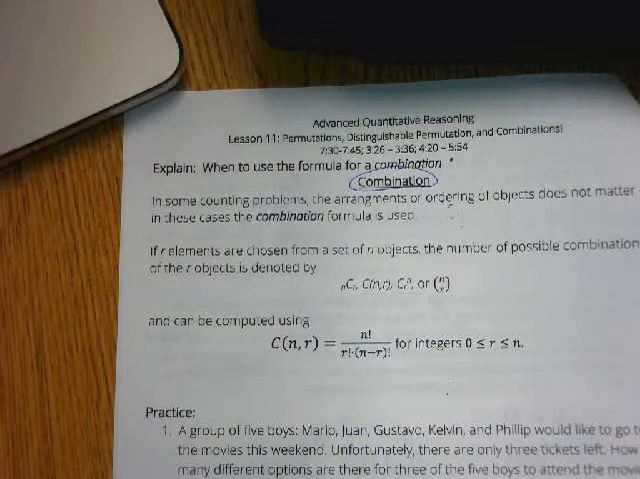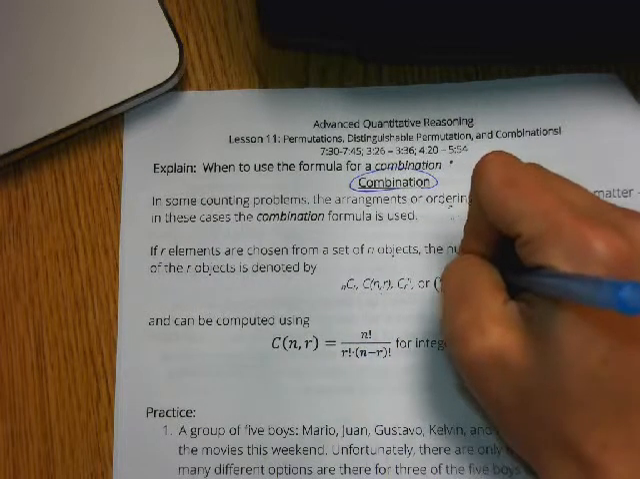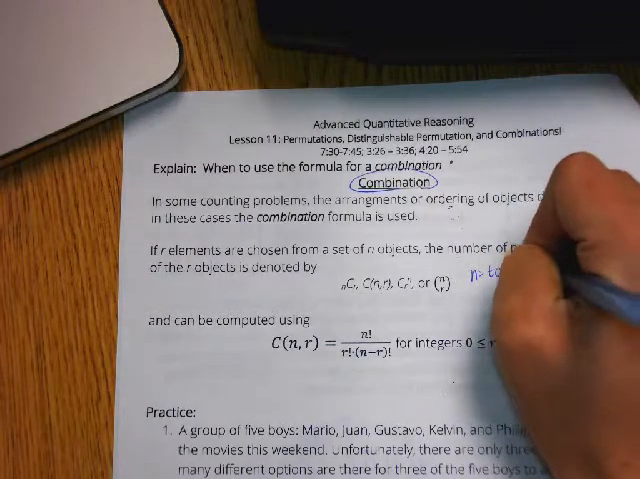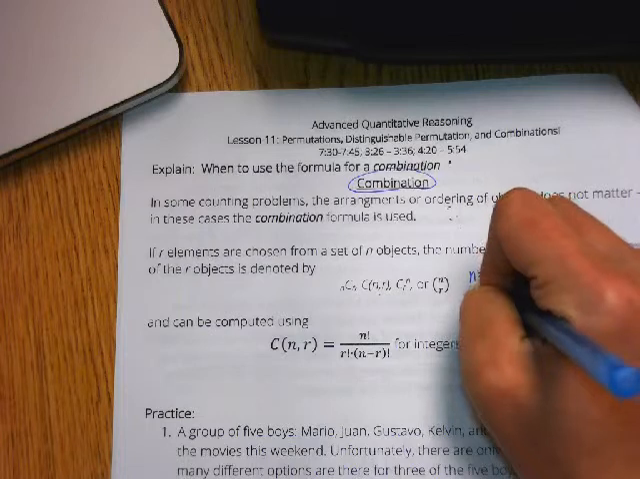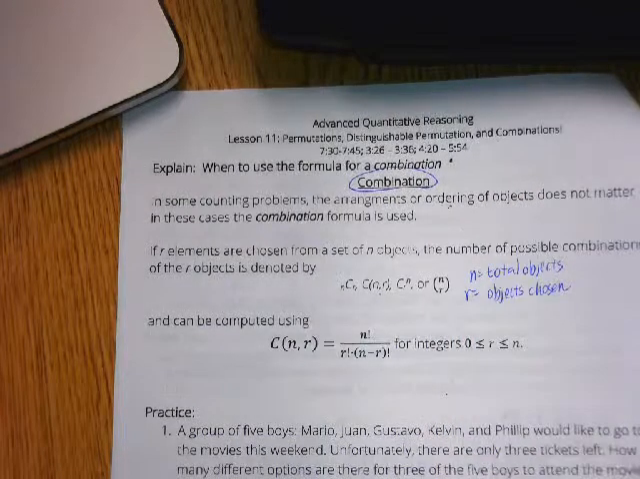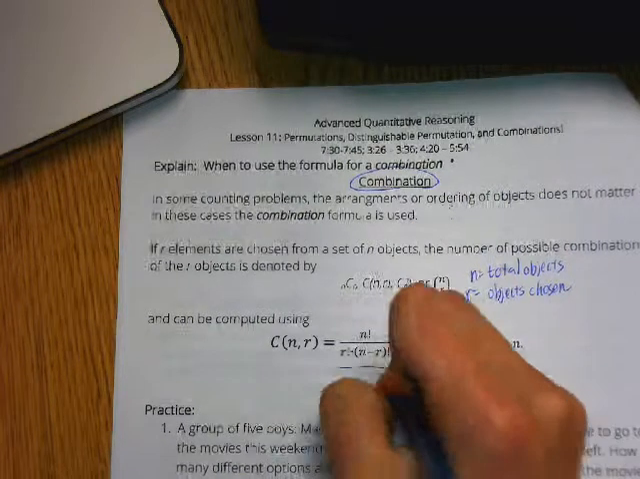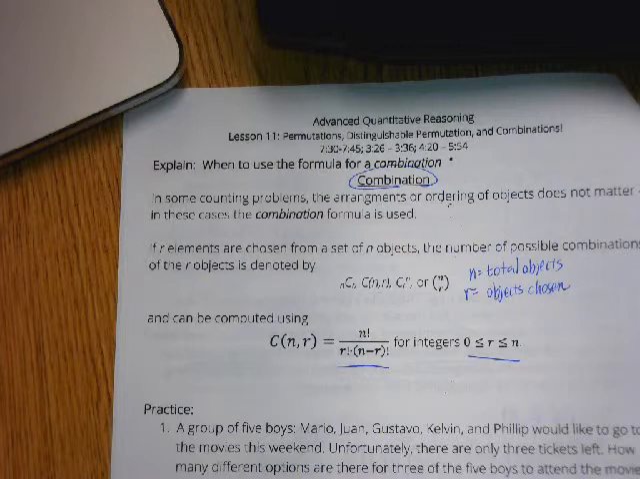Now we have permutations, distinguishable permutations, and now we have combinations. These are all the different ways you can denote a combination. N is the total objects. R is the objects chosen. And the total number of combinations that you have is given in this formula here, and R is between 0 and N.